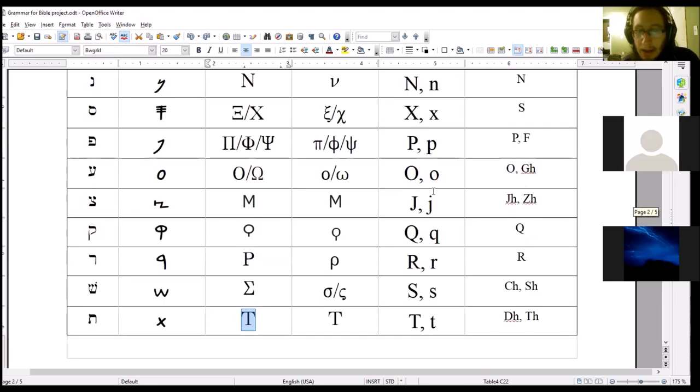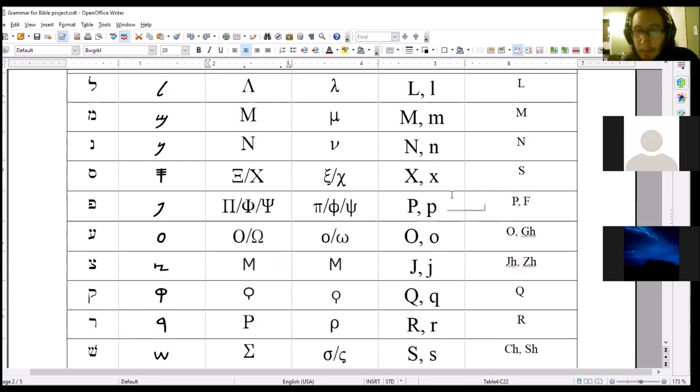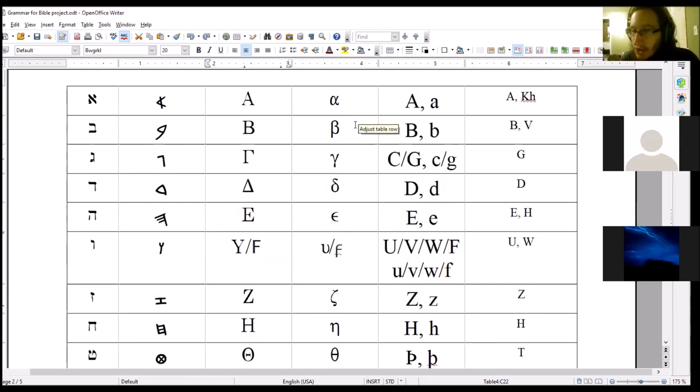Now, I'm going to go back to this page in a second, but I want to show you a different version of the Paleo Hebrew that I did in a different document. So let me just stop the share for a second, and I'm going to switch to the other screen, which will show you guys.